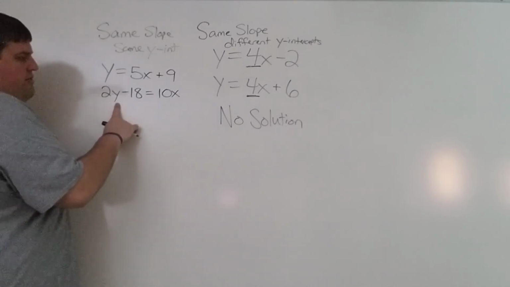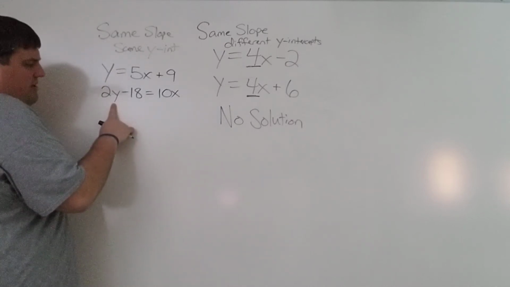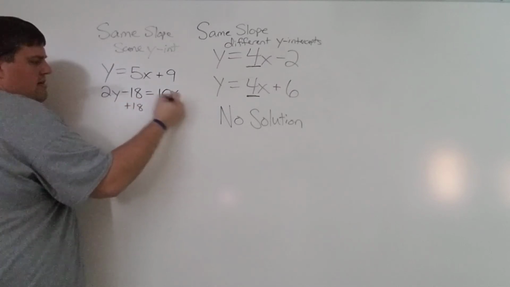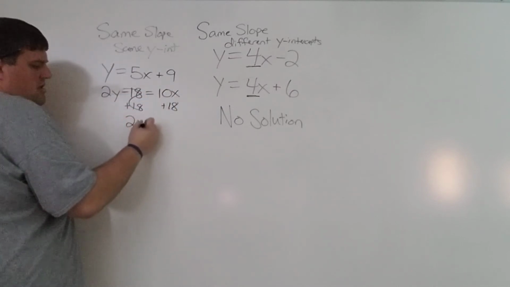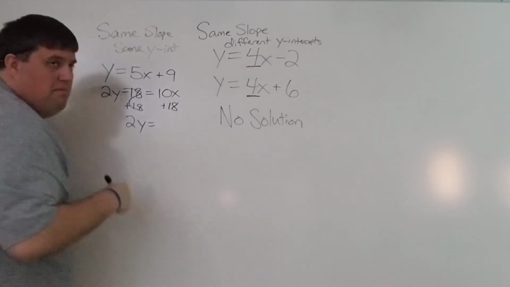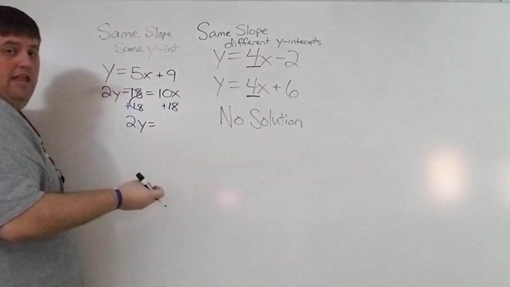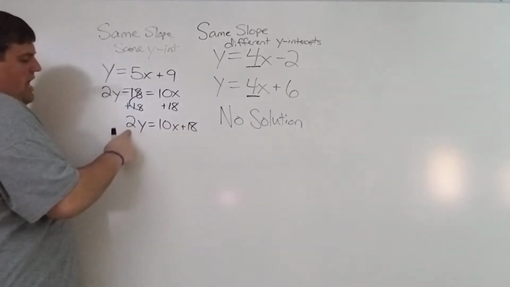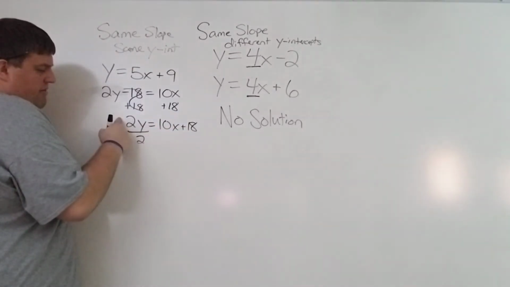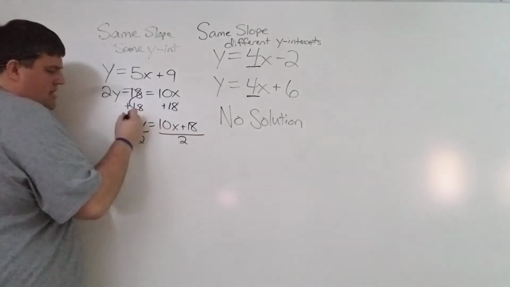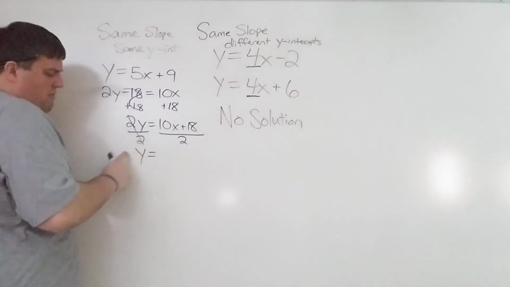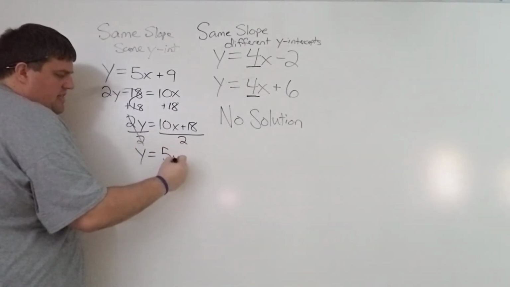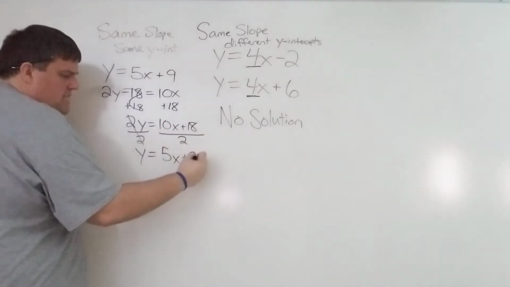So if you don't remember how to do that, remember we always want to get y by itself. So we're just going to solve it. I'm going to add 18 to both sides. 10x and 18, remember, not like terms, so we can't add them together. We just leave it. 10x plus 18. And then, if I divide by 2 to get rid of the 2 here, now it's in the slope-intercept form because y is by itself. 10x divided by 2 is 5x, and 18 divided by 2 is 9.